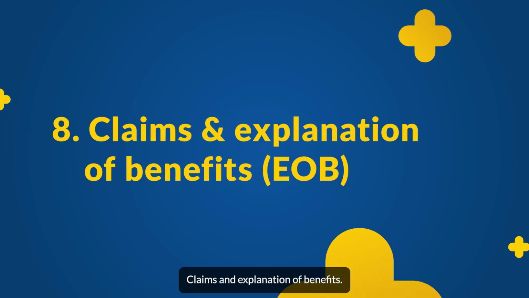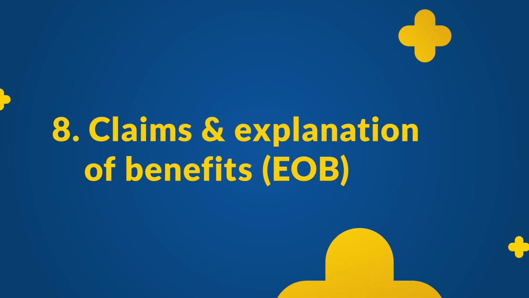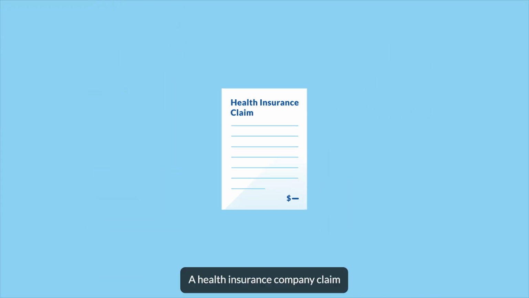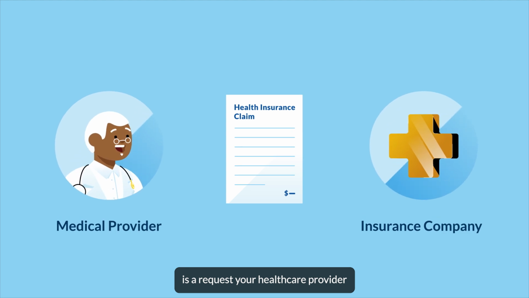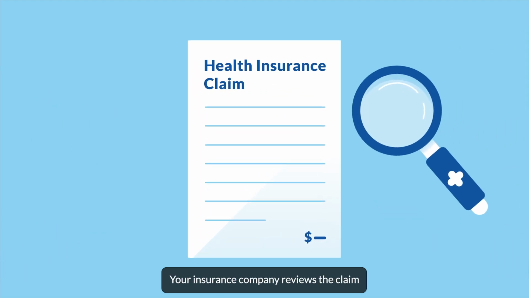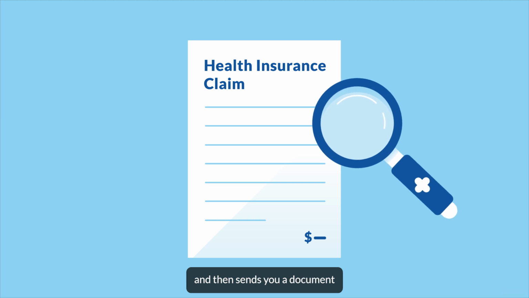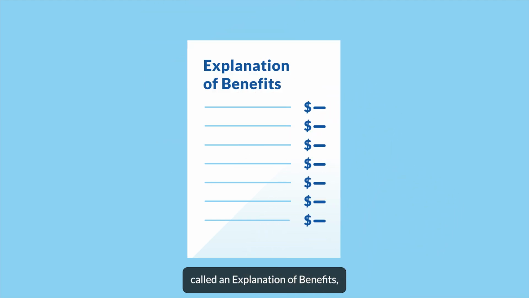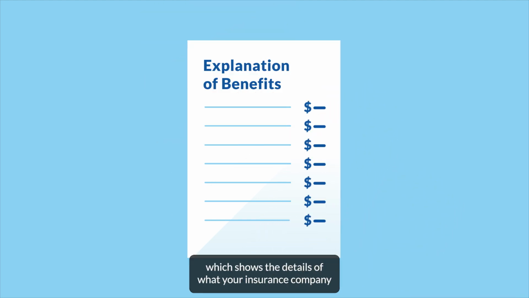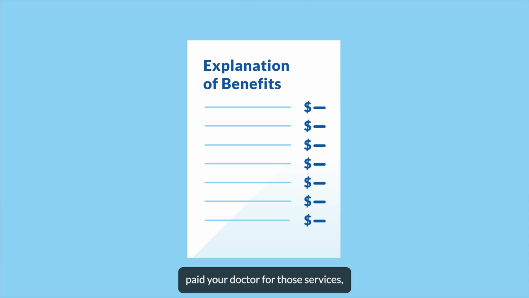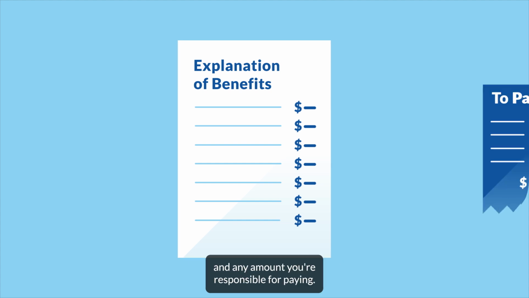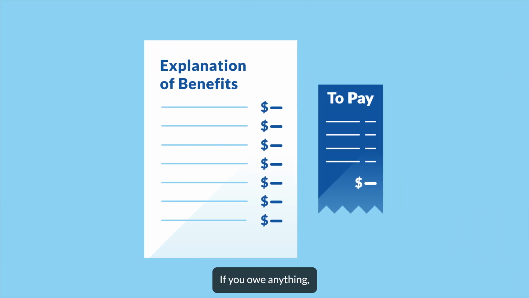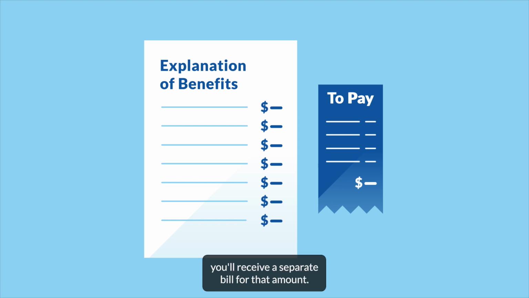Claims and explanation of benefits. A health insurance company claim is a request your healthcare provider makes to your insurance company to pay for medical services you received. Your insurance company reviews the claim and then sends you a document called an explanation of benefits, which shows the details of what your insurance company paid your doctor for those services and any amount you are responsible for paying. If you owe anything, you'll receive a separate bill for that amount.